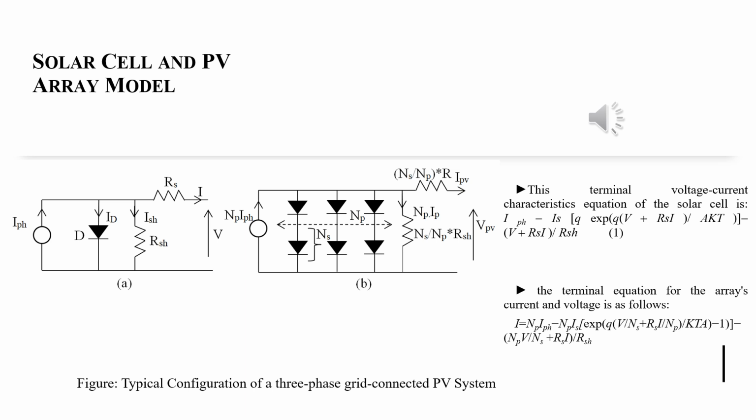A PV array is made up of multiple PV modules coupled electrically in parallel and series circuits to produce the necessary voltage and current. The terminal equation for the array's current and voltage is given, where NP stands for the module's parallel number. Every module is made up of N series numbers of PV array cells.